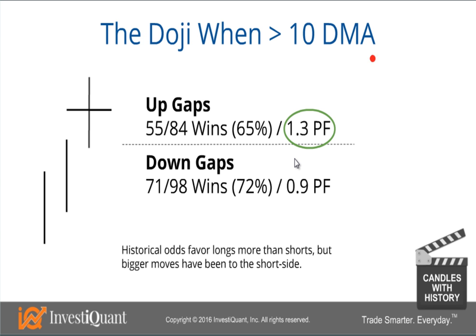And it generally favors shorting up gaps. So this is a sign of indecision. Maybe time for a pause. So you get an up gap. I love shorting up gaps after a doji in a bull market. Down gaps are not terrible either. They're just neutral overall. This is the 10-period daily moving average, a simple moving average.